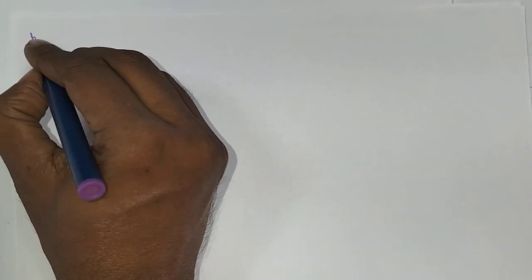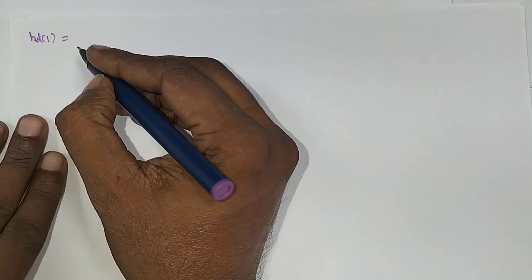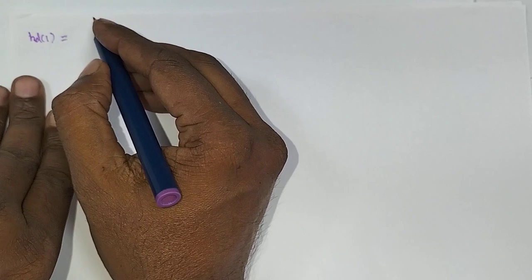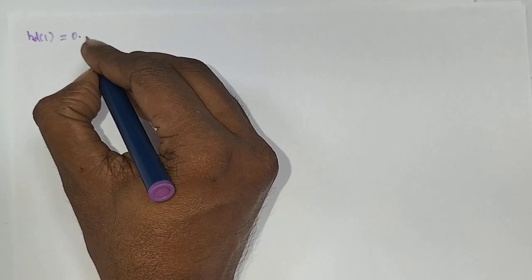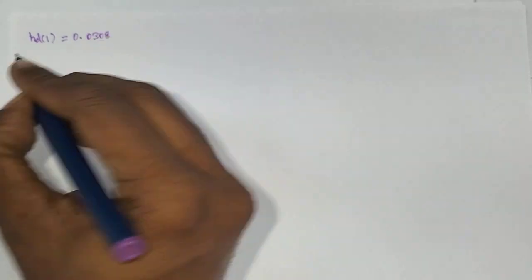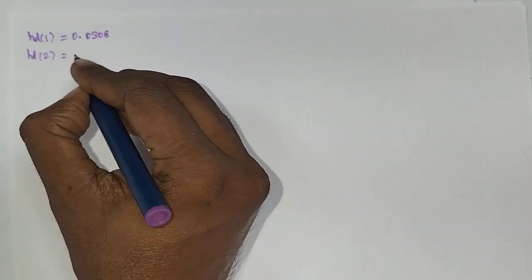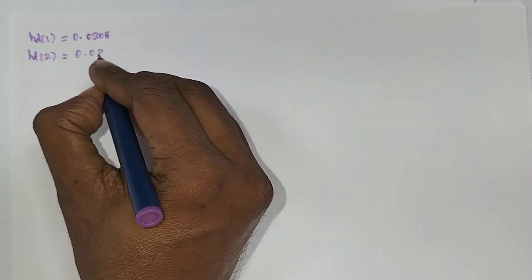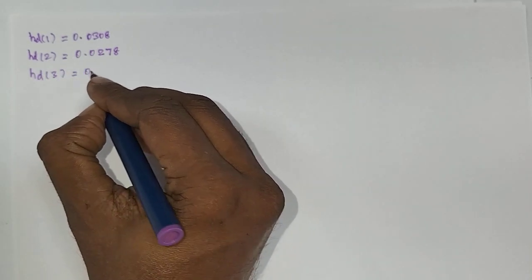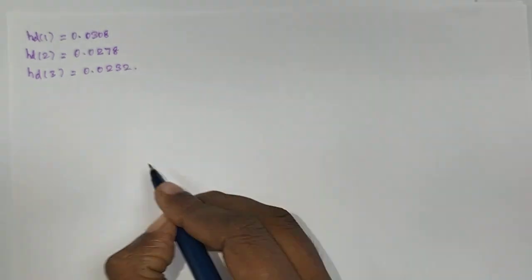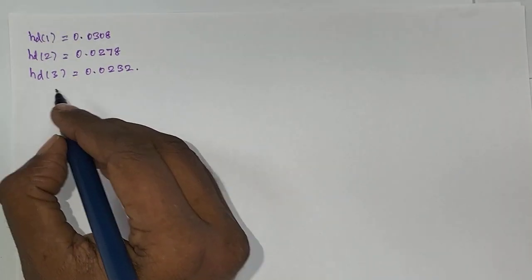Next, similarly you have to find the value for hd of 1, hd of 2 and hd of 3. That is hd of 1, substitute the n value as 1, and this value is equal to 0.0308, and hd of 2 is equal to 0.0278, and hd of 3 is equal to 0.0232. Then you have to find the window function.